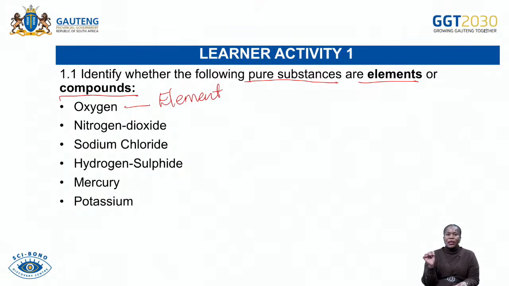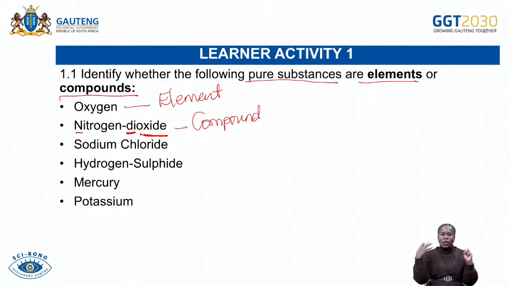Then the second one is nitrogen dioxide. So now we have nitrogen, and also "di", which means we've got two of what? Of oxygen. Nitrogen dioxide will then be a compound, because I've got nitrogen and two atoms of oxygen that are chemically bonded to each other.